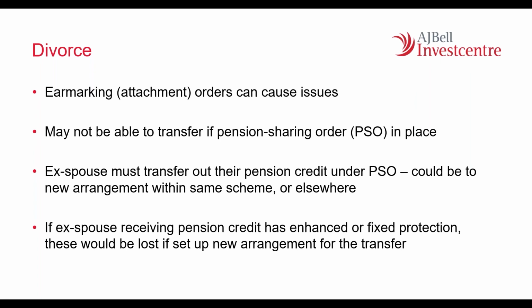There's no impact on primary protection or individual protection if you receive a pension credit. You set up new arrangements and things. Obviously, if your pension savings have suddenly gone up, it might be that the primary or individual protection isn't enough to cover your whole pension fund, like enhanced would do, but you don't lose the protection.